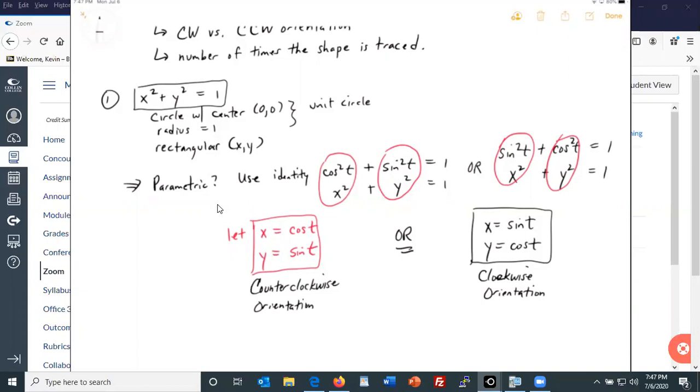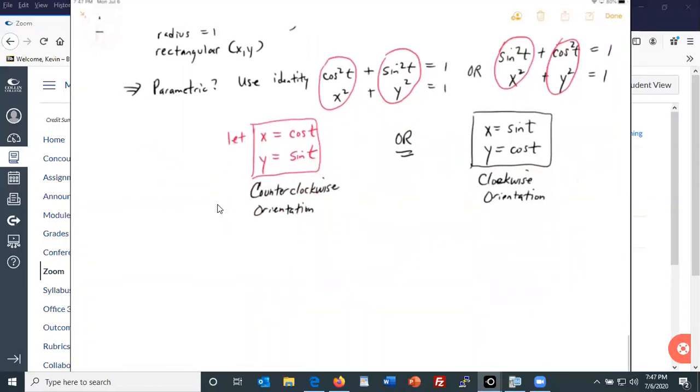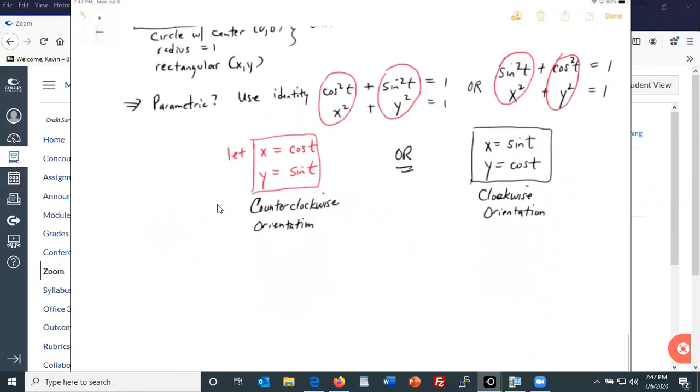Okay, so that's one difference there when sine and cosine switch. It's just going to actually change the orientation from counterclockwise to clockwise. Okay, now let's take a look at some other things here.